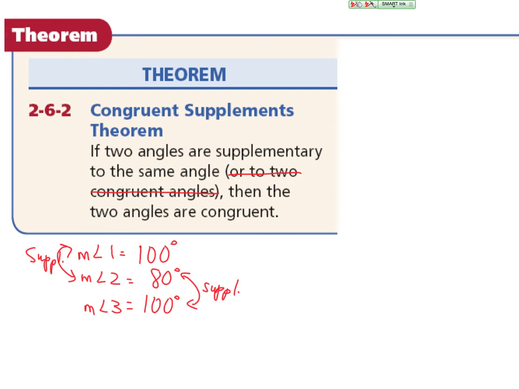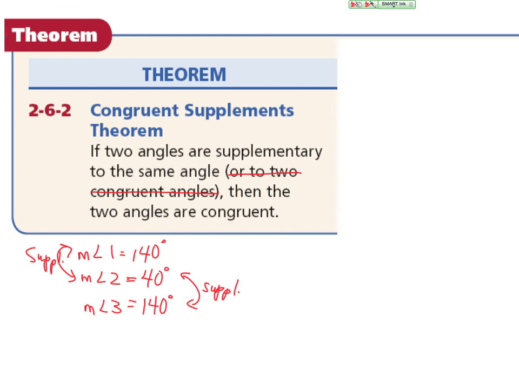So if we had angle 2 as 40 degrees, angle 1 is 140, angle 3 is 140. Angle 1 and 3 end up the same. So if you know that theorem, you maybe don't have to do the calculating.